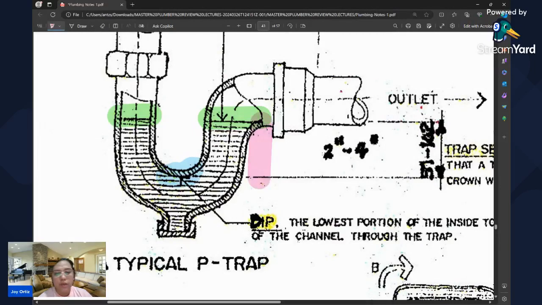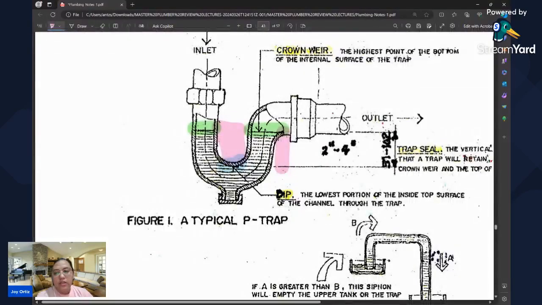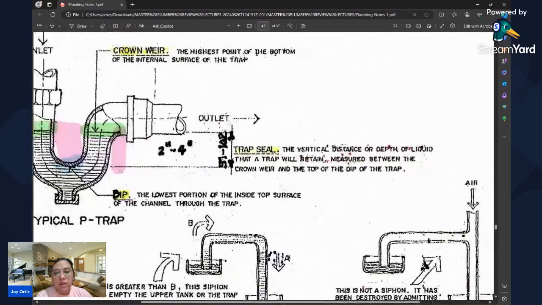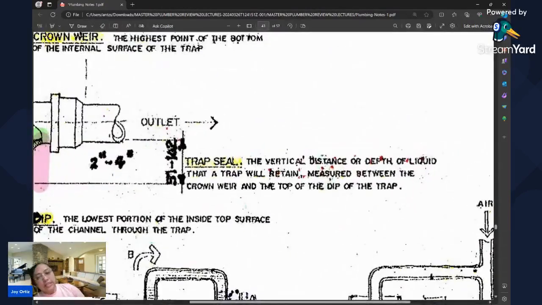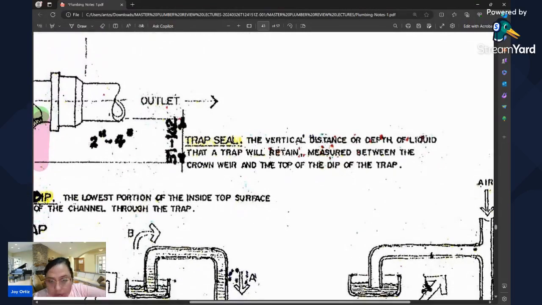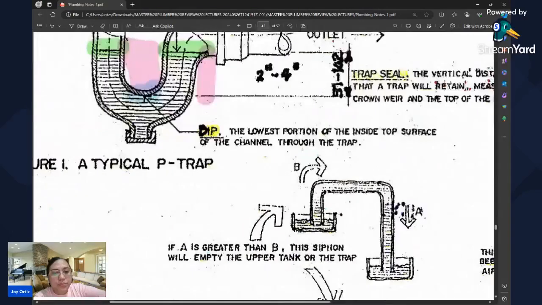Itong color, itong part na to, yan po yung tinatawag na trap seal. So the trap seal is the vertical distance or depth of liquid that a trap will retain, measured between the crown weir and the top of the dip of the trap.